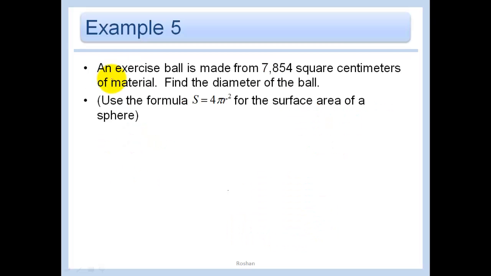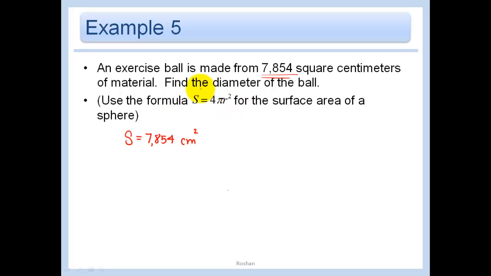Finally, an exercise ball is made from 7,854 square centimeters of material. Find the diameter of the ball. So they tell me to use this surface area formula. So I know that the S part is equal to 7,854 square centimeters. And if I was confused about what this was representing, look at the units. The units tell you the answer. Since they are in units squared, I know that must be my surface area because, of course, my radius is going to just be measured in centimeters.